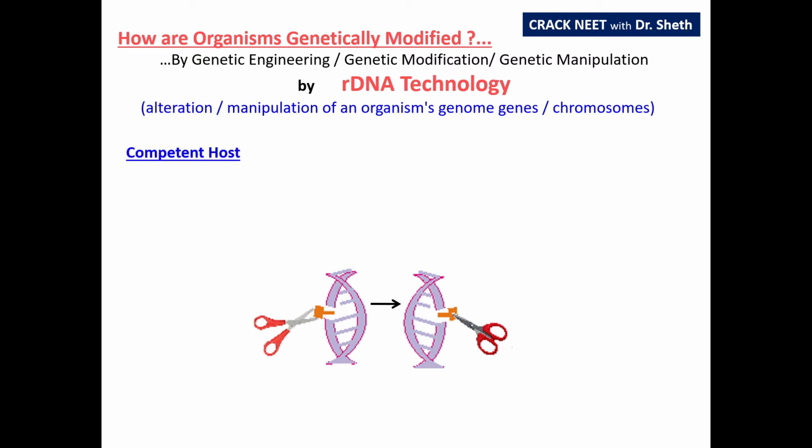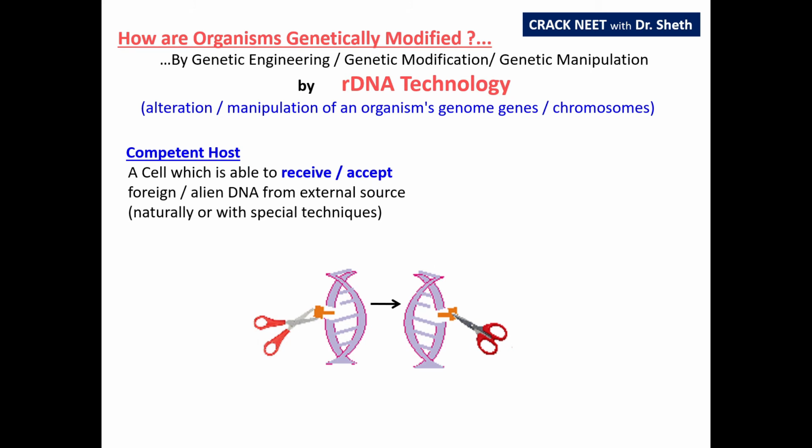What is a competent host? A cell which is able to receive or accept foreign or alien DNA from an external source. This is the competent host. Of course, some natural or some special artificial technique can be used. So a cell which is able to receive or accept foreign or alien DNA, that is our gene of interest, from an external source. Why is this important? Because all organisms or cells may not be able to accept or receive the gene of interest. So a competent host should be able to receive or accept a foreign gene into its genome.